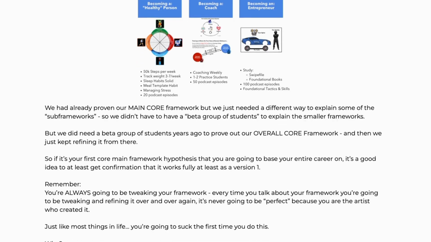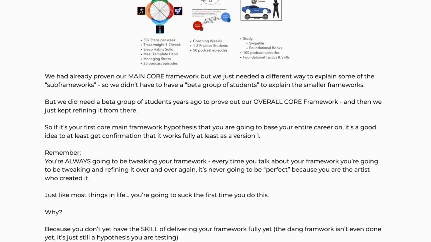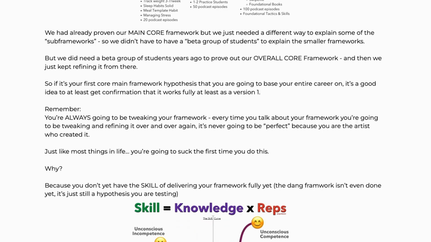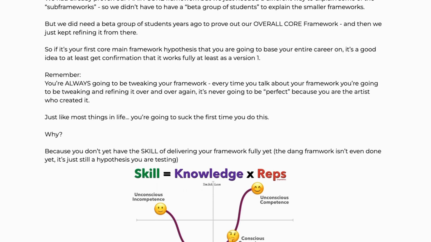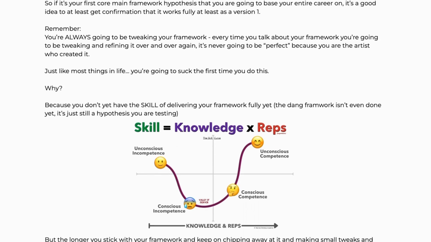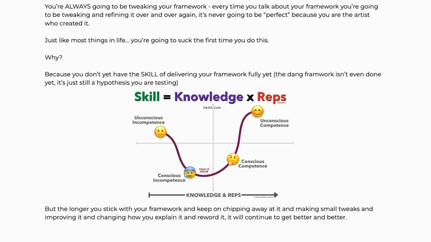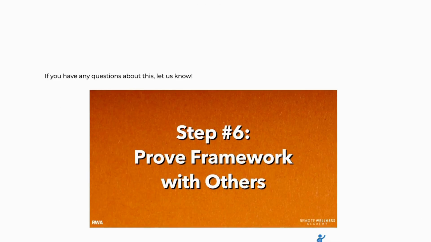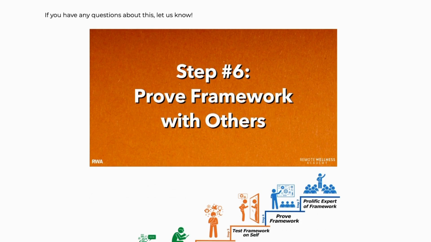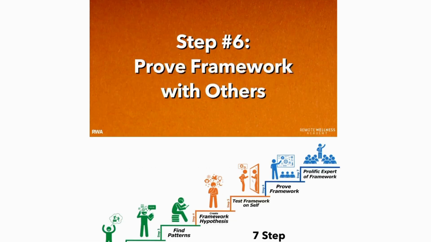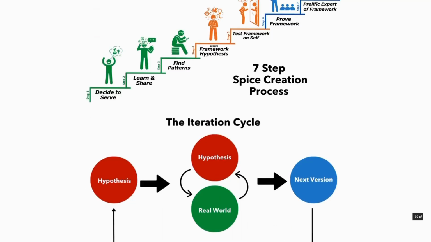But remember, you are always going to be tweaking your framework. Every single time you talk about it, teach it to somebody else, talk to somebody else about it, walk somebody else through it, you're always going to be tweaking it. And just like everything else in life, skill equals knowledge times reps. So being able to deliver your framework, teach your framework, prove out your framework is absolutely a skill. And the longer you stick with it, the better you're going to be able to chip away at it and make tweaks to it as well. Okay, so that is step number 6, which is proving your framework out with others. If you do have any questions about this specific step, do make sure that you let us know so we can help you through this, so you can get to the point where you are that prolific expert of your proven framework and getting through the iteration cycles properly.